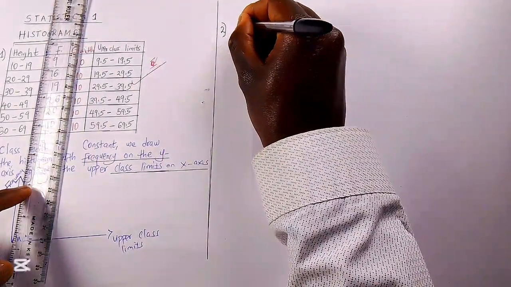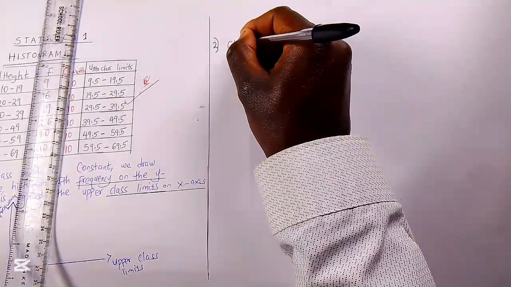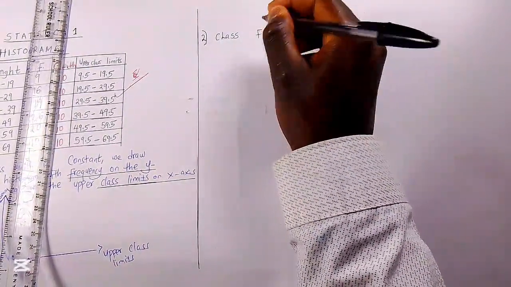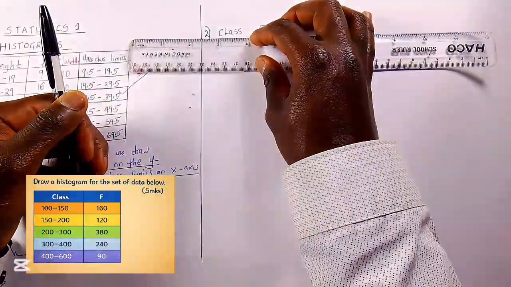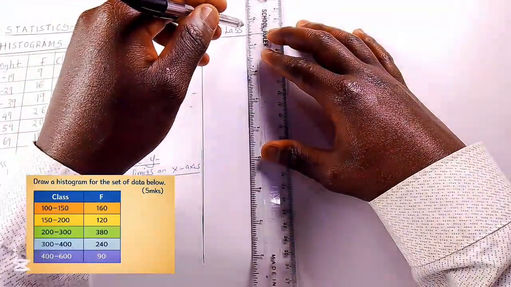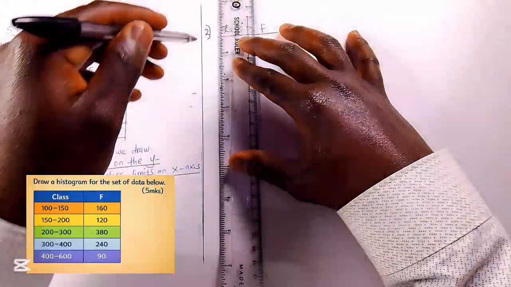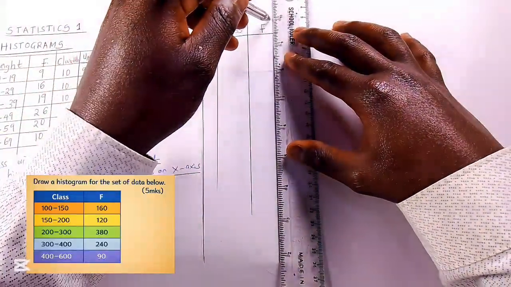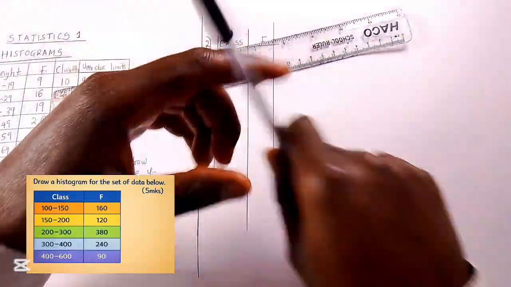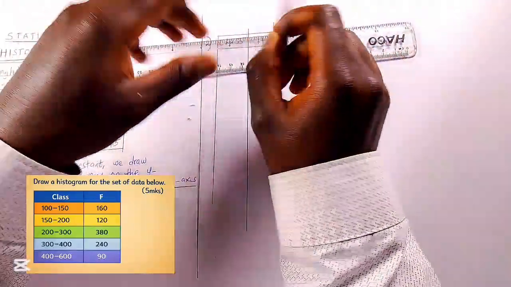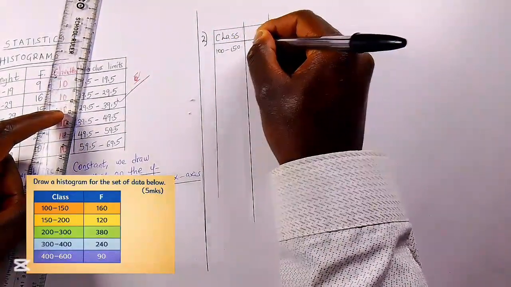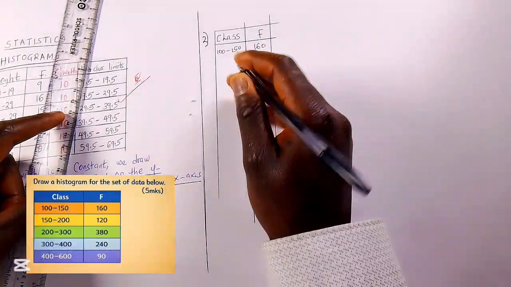So we have the class, and we have the frequency. So we will draw our table very fast. Having that as our table, we have the classes as 100 to 150 with a frequency of 160.